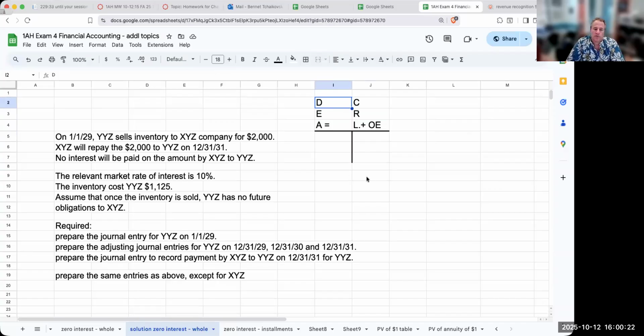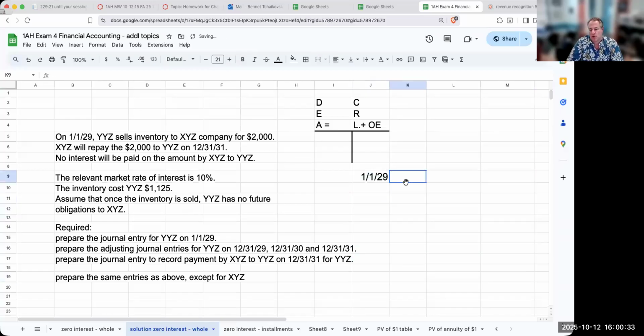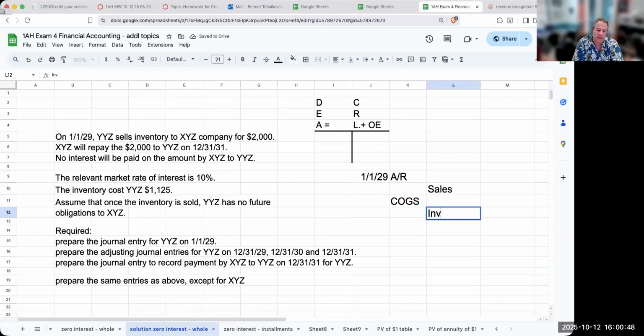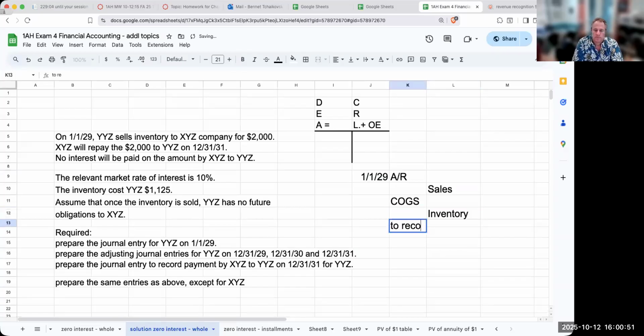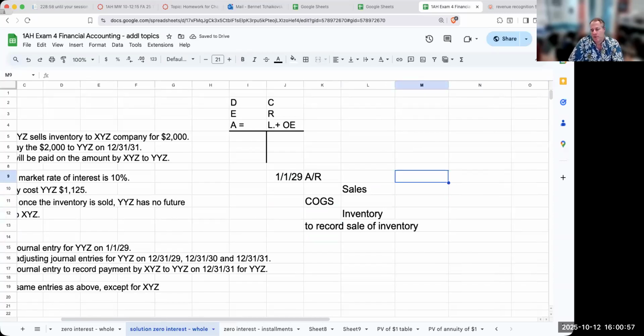So now that we've gone through that, on 1/1/29, whenever I sell inventory, the journal entry is always going to be the same. If I'm selling it on account, I'll be debiting accounts receivable, crediting sales, then debiting cost of goods sold and crediting inventory. Naturally, my normal approach would be to record this sale for $2,000. This thing cost me $1,125.